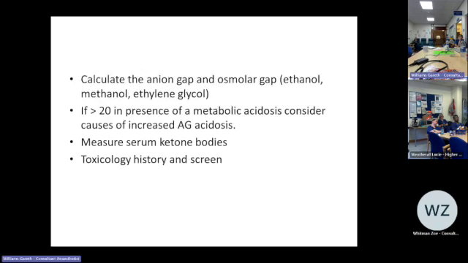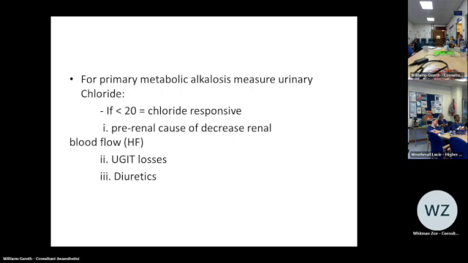Calculate the anion gap, the osmolar gap. And if it's over 20 for the anion gap, think about anion gap acidosis. Look at your serum ketones, and lactates and toxicology history. I'm not big on this.